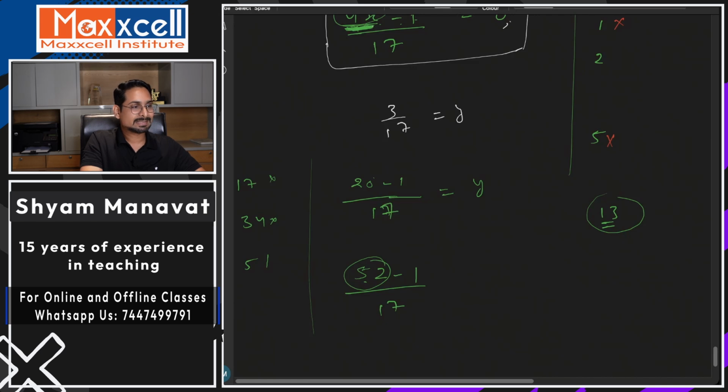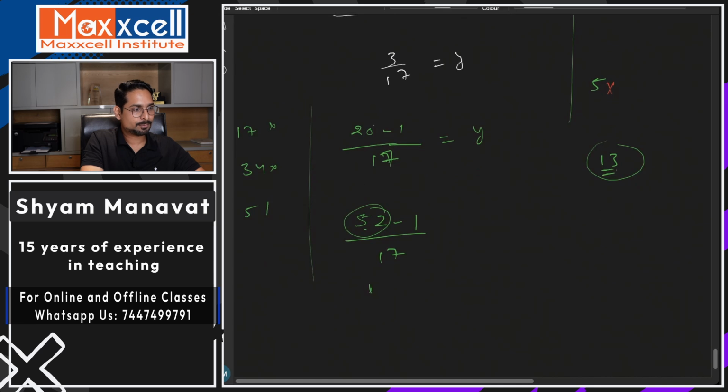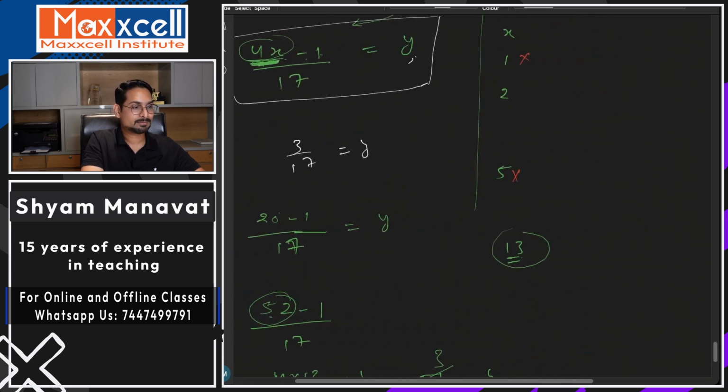So as I said, if you substitute x equal to 13, it will work. If you substitute 13, what you get is 4 into 13, which is 52, minus 1 is 51. 51 by 17, you get what? y equal to 3, correct? So you got y equal to 3 here, which actually doesn't matter much, because we need to focus on the value of x.